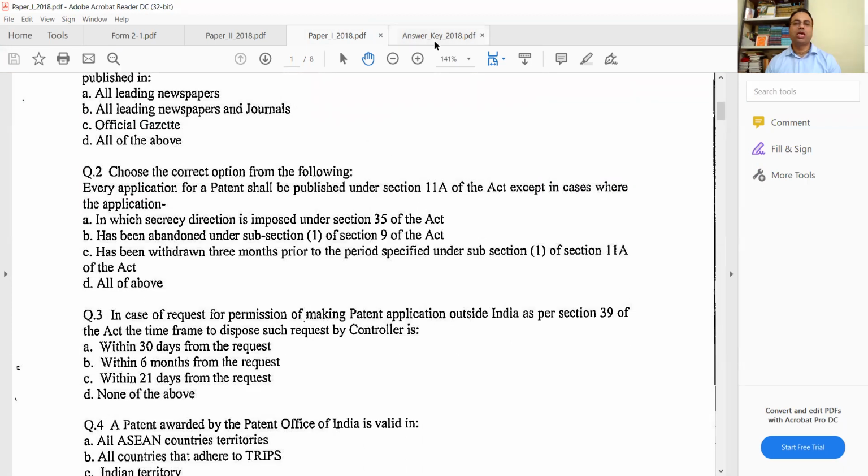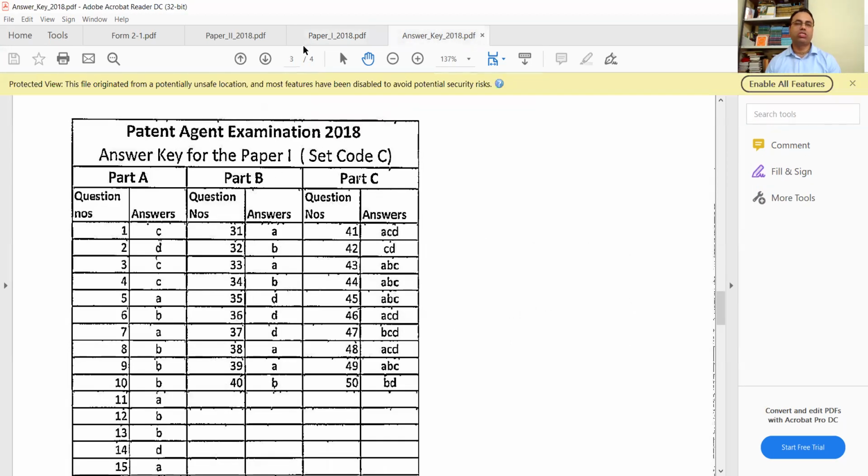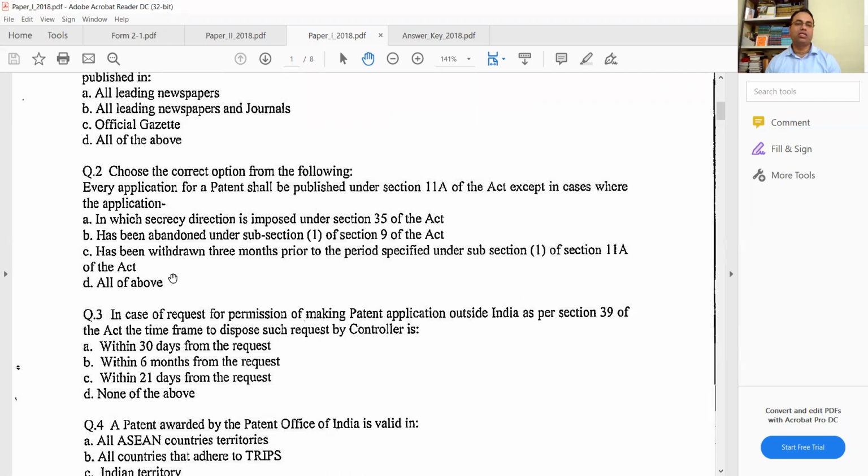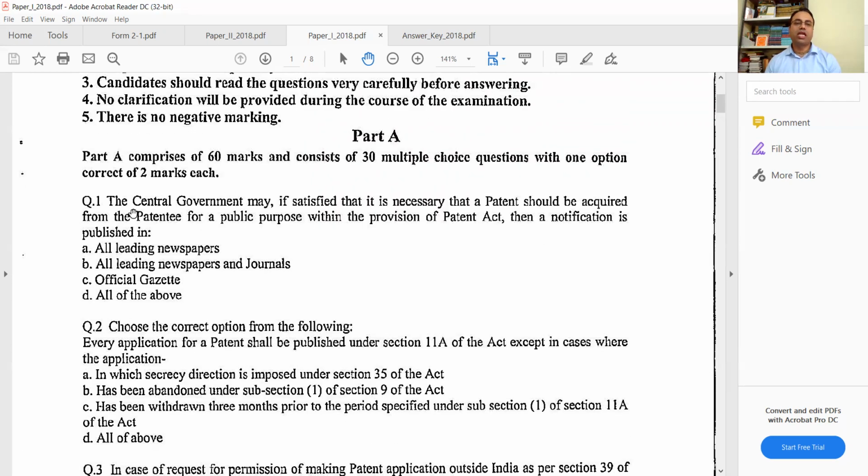Question number 2, and then what is the answer to question number 2? D. So mark D. D is the answer. Okay, so if you know the answer, you mark the answer, and then what I do is I try to look for sections. Now I go to Patent Office sections and rules and forms and fees, and then read there why this answer C is correct and why others are wrong.